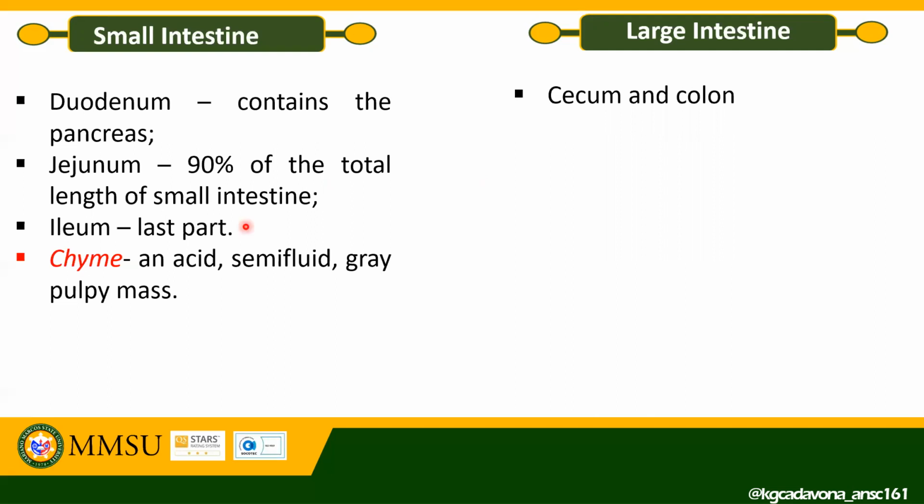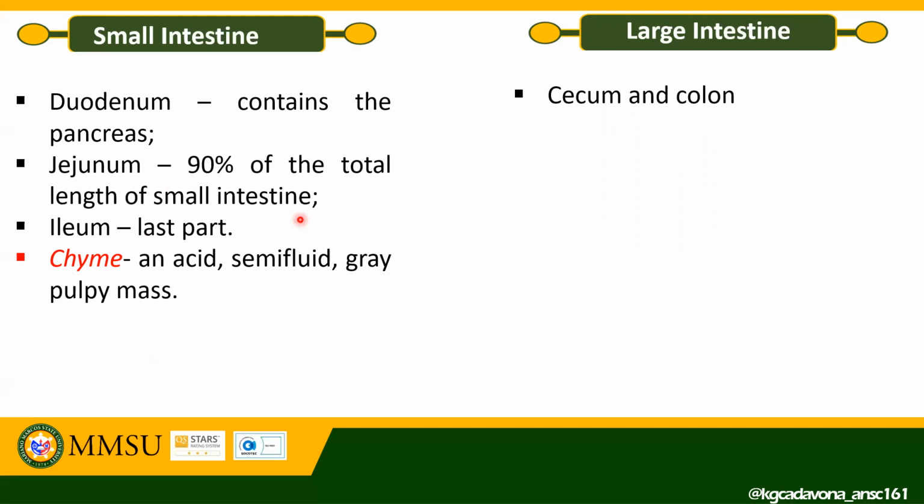So for the small intestines, it comprises mainly of three parts. The duodenum, which is the first segment of the small intestine, which the pancreas is attached. Okay? Kung saan ito yung isa sa mga nagpo-produce ng digestive enzymes. Okay? The second segment or the middle segment is the jejunum, which is 90% of the total length of the small intestine. Then the last one is the ileum, which is the last segment. Now, what is the role of the small intestine now?